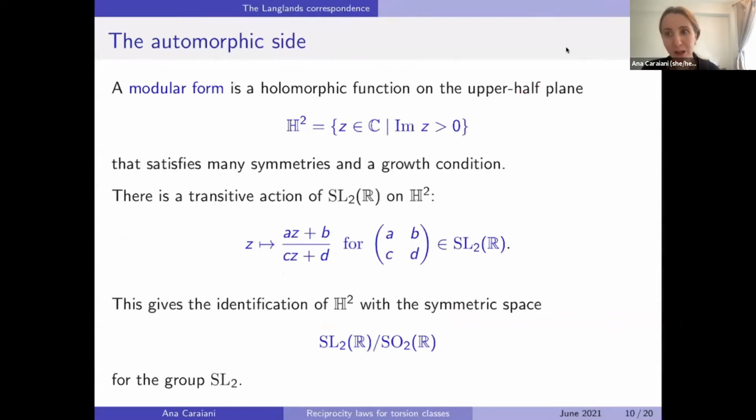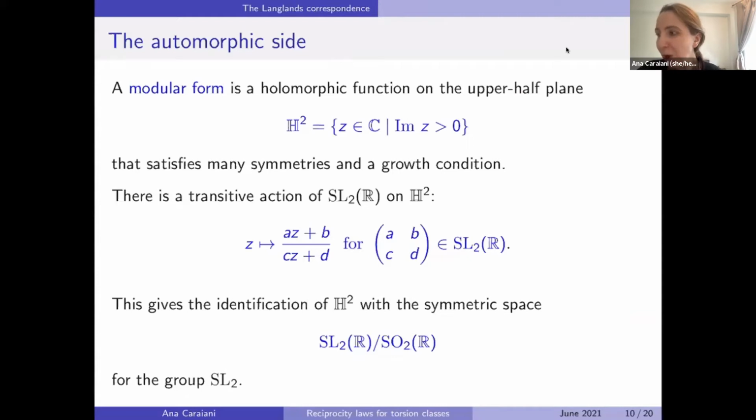Okay, so on the automorphic side, you have some objects that at first appear more mysterious. And so an example of an object on the automorphic side, in the case that we're looking at, which is GL2 over Q, is a modular form. So this is a holomorphic function on the upper half plane that satisfies many symmetries and a growth condition. And I won't give you the precise formula, but I'll just say that the symmetries of the modular form are predicted by the action of SL2R on the upper half plane.